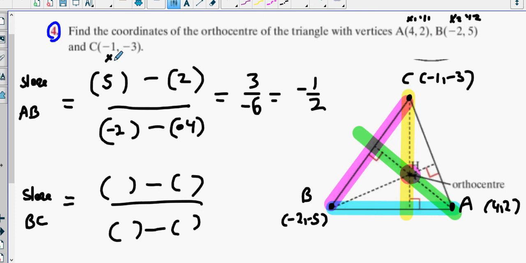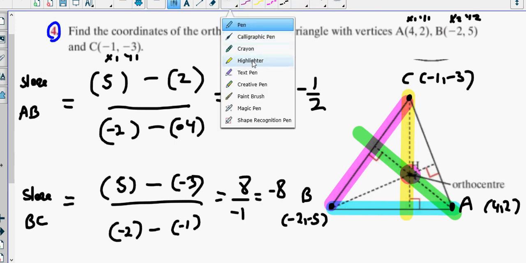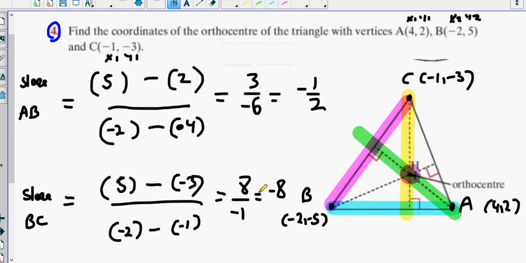I'm going to do BC. And BC is going to be 5 minus 3 over minus 2 minus 1. That's going to be 8 divided by minus 1, which is minus 8. So, slope of the purple line is minus 8. Slope of the blue line is minus a half.